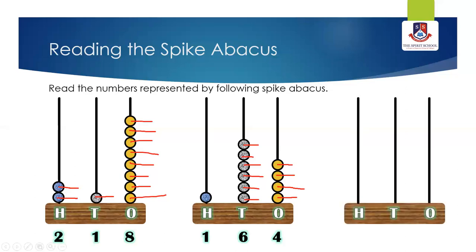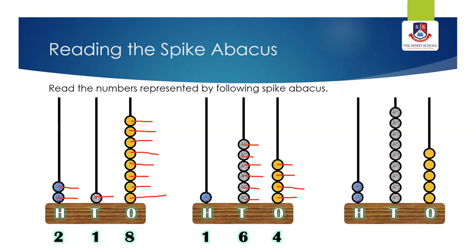Now move on to the third number. Here we again have a spike abacus, with some beads at the ones, some at the tens, and some at the hundreds. Now you will count and tell me what number is shown by these beads at the spikes. Can you tell me the digit at the ones place? If you count it one by one, one, two, three, four, five. So the digit at the ones place is 5. And now count the beads at the tens place. One, two, three, four, five, six, seven, eight, 9. So the digit at the tens place is 9.